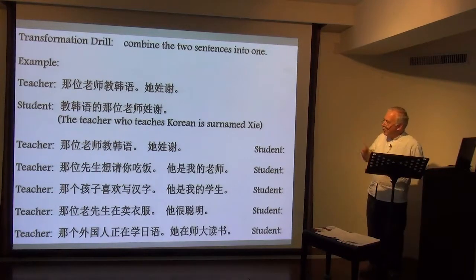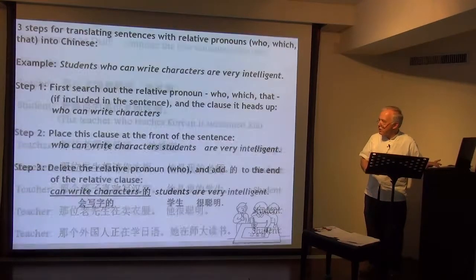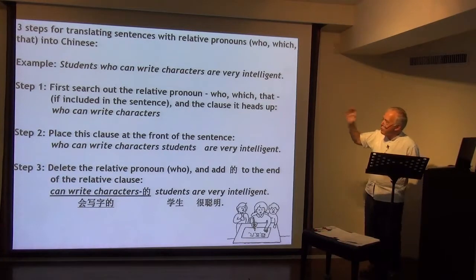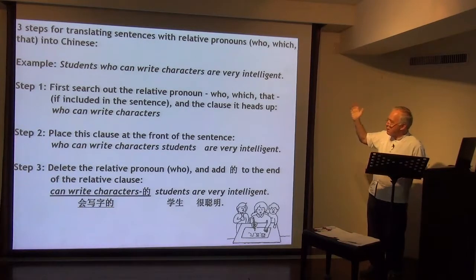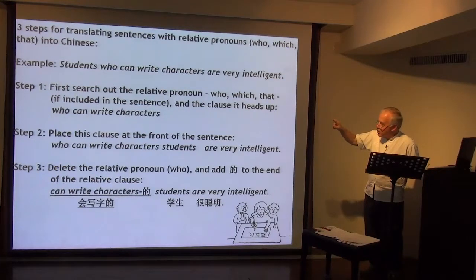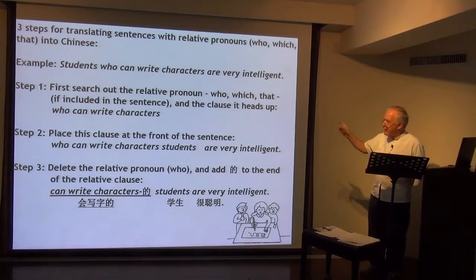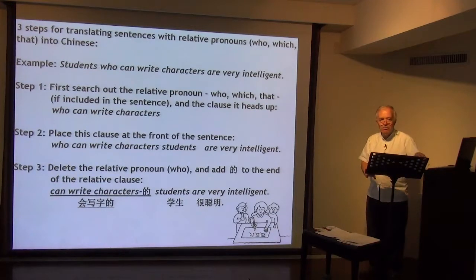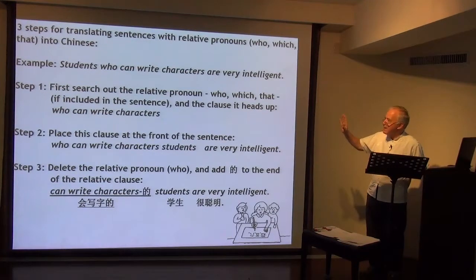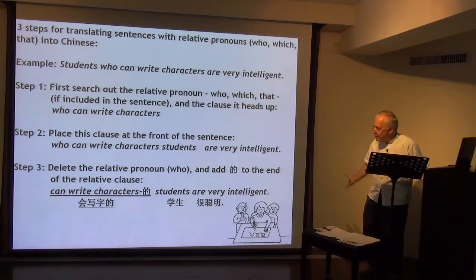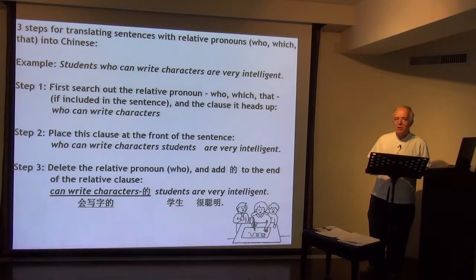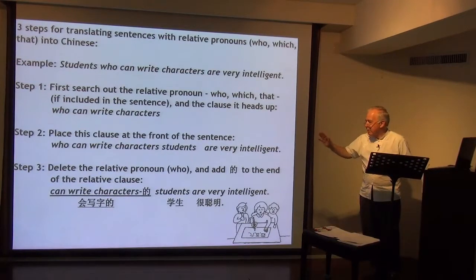Now, how can we help students understand the difference between English and Chinese relative clauses? Well, here are 3 steps for translating relative clauses, relative pronouns. Let's take the sentence, students who can write characters are very intelligent. Get the student first to search out the relative pronoun, who, which, that, assuming it's included in the sentence, it's often omitted, and the clause it heads up. So in this sentence, who can write characters. Step 2, place this clause at the front of the sentence: who can write characters, students are very intelligent.